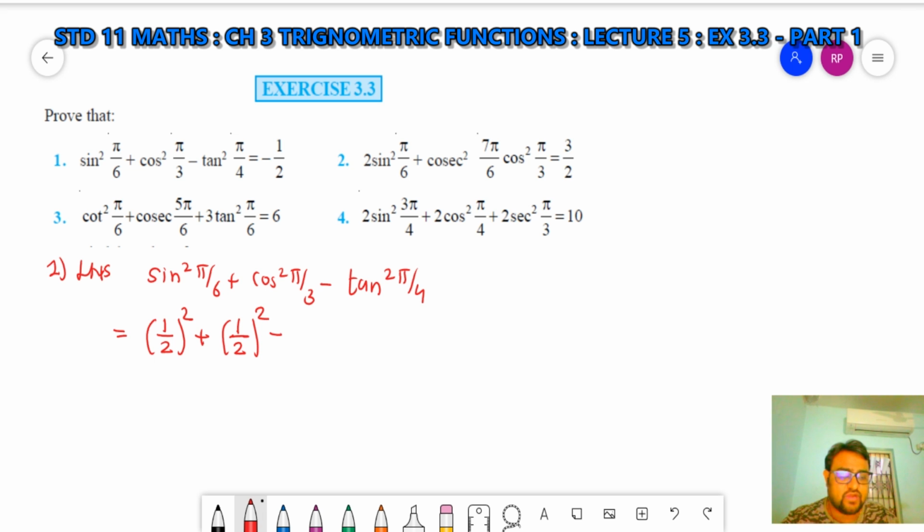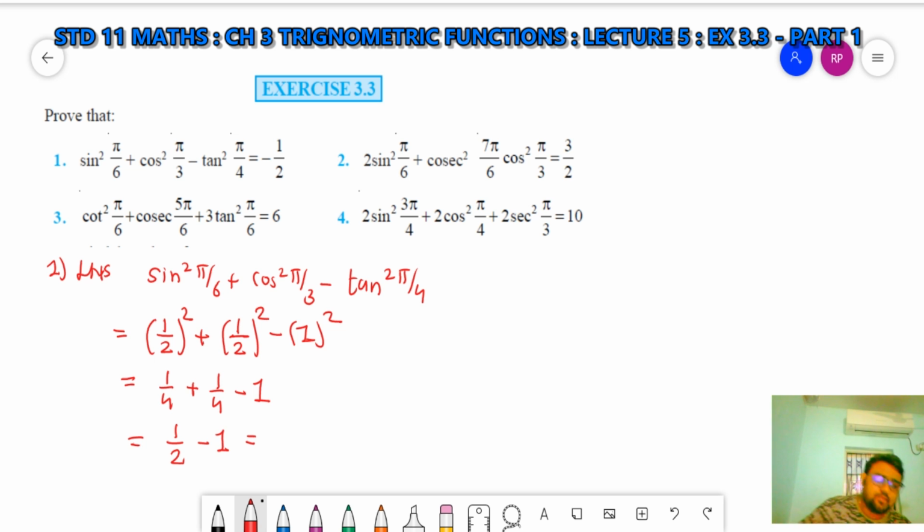minus tan square pi by 4. Tan pi by 4 is tan 45, the value of tan pi by 4 is 1, so this is 1 square. So 1 by 2 square is 1 by 4, 1 by 2 square is 1 by 4, 1 square is 1. Okay, 1 by 4 plus 1 by 4 is 1 by 2, minus 1. If you subtract 1 from half, it will be minus half, right? So this will be equal to minus 1 upon 2, and that is equal to RHS. Clear? So this was question number 1. Now let's see question number 2.